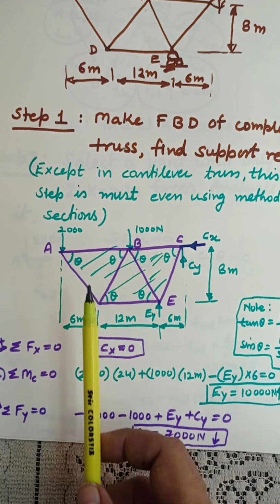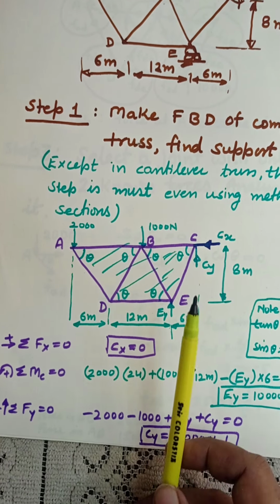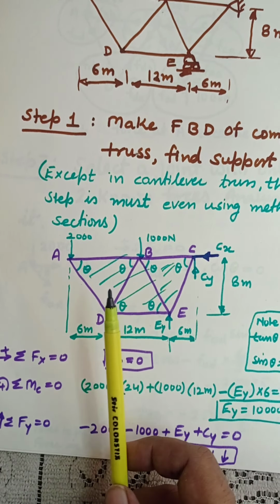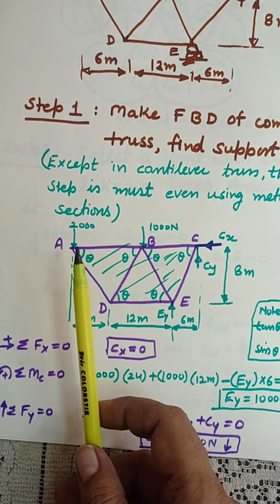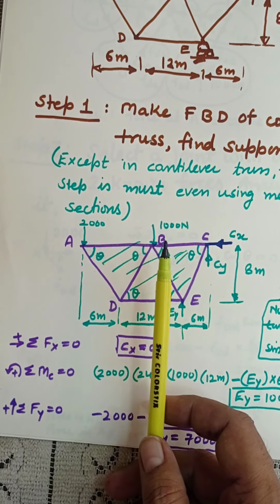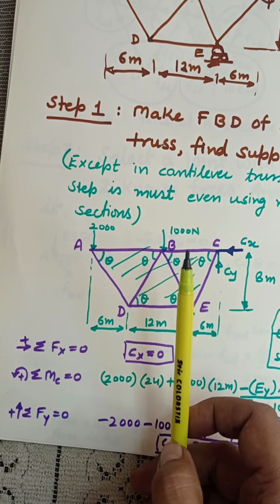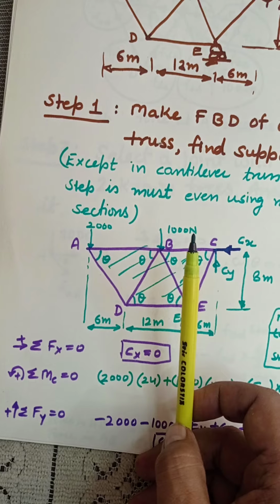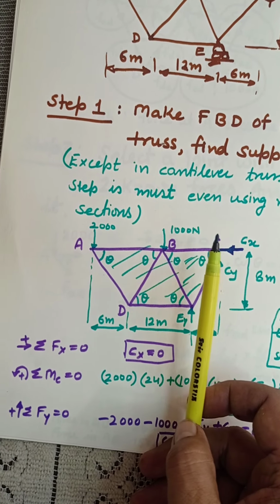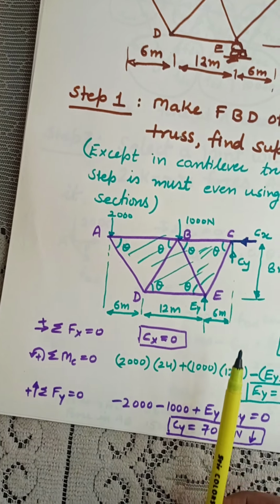There is only one horizontal force in the truss. Now the summation of moment about C. Let us see the perpendicular distance of the 2000 force, which is this much, and the perpendicular distance of the 1000 force, which is this much. The perpendicular distance of Ey, if you extend the line of action, is this much, that is 6. We have to see whether each is clockwise or anti-clockwise.